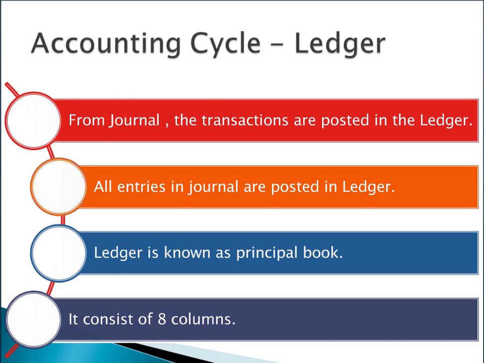The definition of a principal book is that which supplies its balances to the trial balance. A journal doesn't supply its balances to the trial balance, so it is called a secondary book. The ledger gives to the trial balance, so it's called a principal book, and it consists of 8 columns.